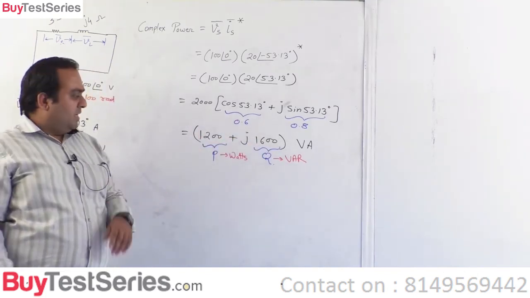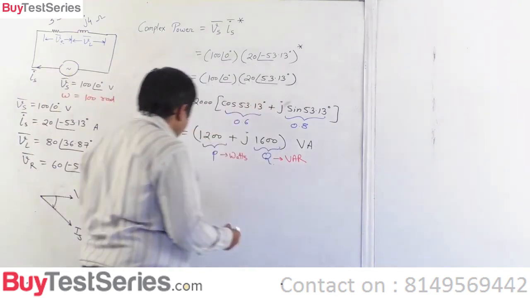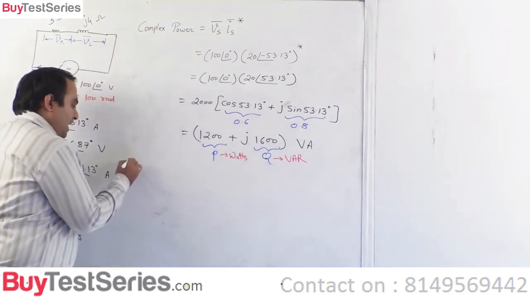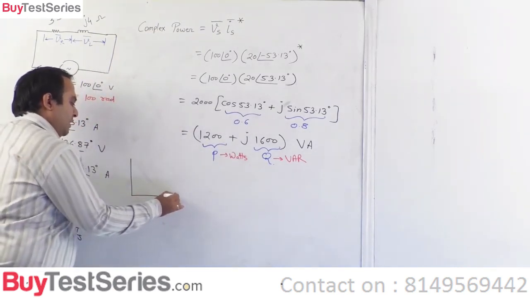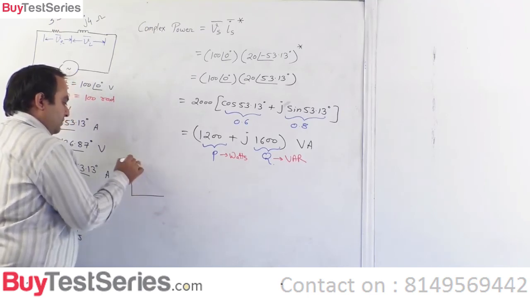Alright, this brings us to three triangles. What are those three triangles? See, you must have heard of it. We have impedance. What is the impedance? 3 plus j4.